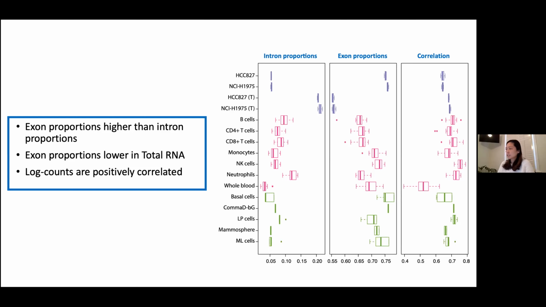For the correlation, they roughly hover around 60 to 70%. So exon and intron log counts are positively correlated using Pearson's correlation. So those are some extra observations we've made, very general, about the 3 different data sets and different groups that we have there.